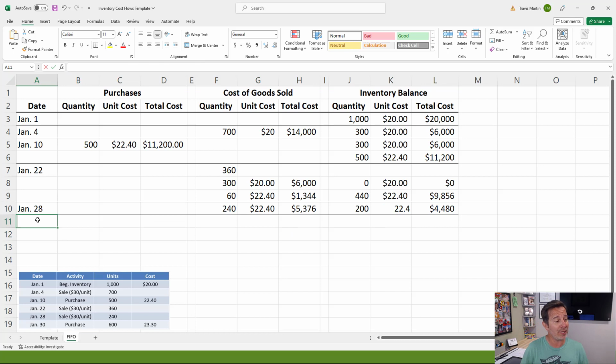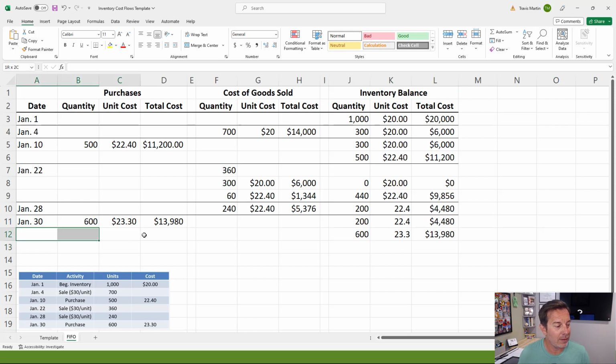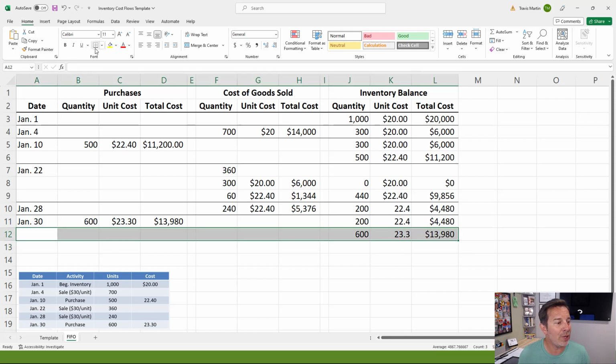And that's exactly what we did on January 30th. We bought 600 more at a cost per unit of $23.30. Multiply that out, I get 13,980. Nothing in cost of goods sold right there. Now we have a layer of 200 at 22.40. And we have a layer of 600 at 23.30. All right. So there we go. That's how we do FIFO.